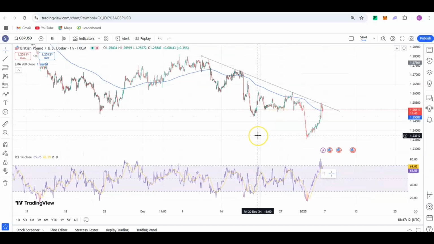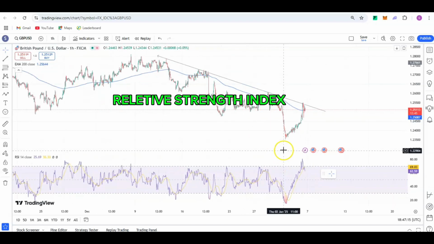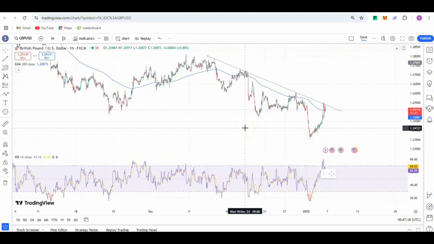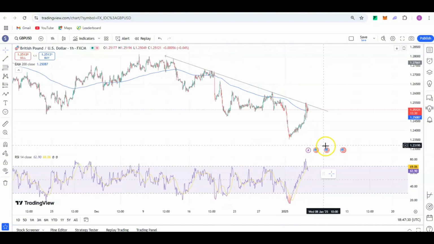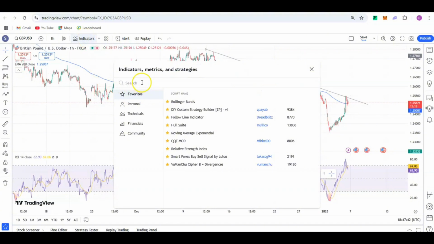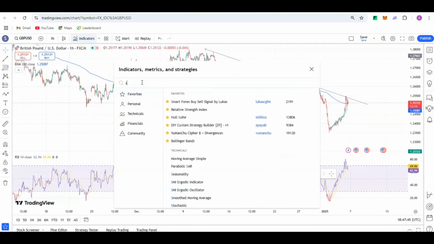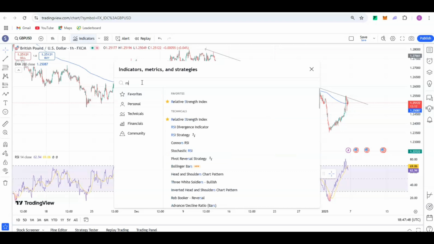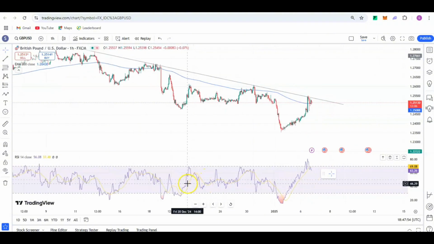Now let's talk about the relative strength index. The RSI is very, very important in trading, and the majority of people do not know how to properly use it, but I'm going to show you how to use the relative strength index very well. To select this indicator, you have to come here to indicators, select this and search for RSI, relative strength index. You are going to see it. Just click on it.